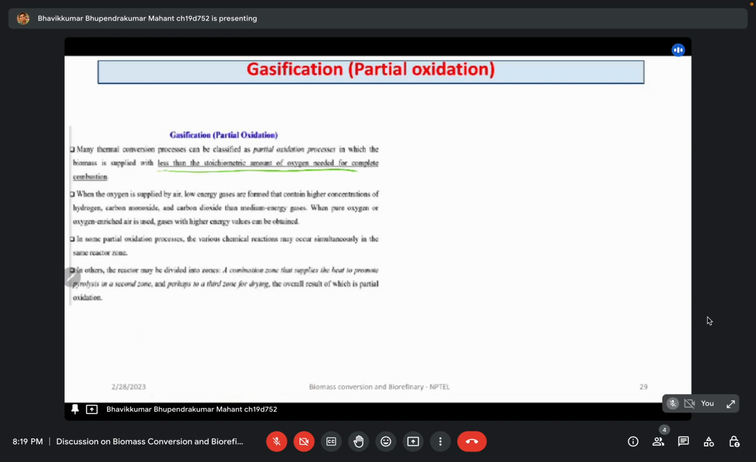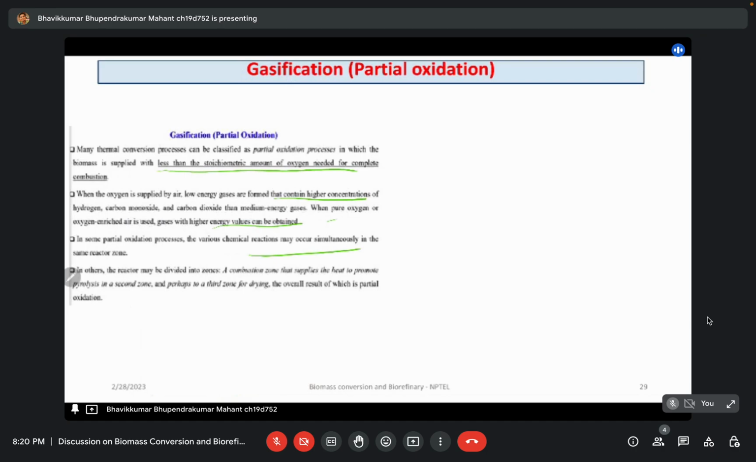When the oxygen is supplied by air, low energy gases are formed that contain a higher concentration of hydrogen, carbon monoxide and carbon dioxide than medium energy gases. When pure oxygen or oxygen enriched air is used, gases with higher energy values can be obtained. In the partial oxidation process, various chemical reactions may occur simultaneously.